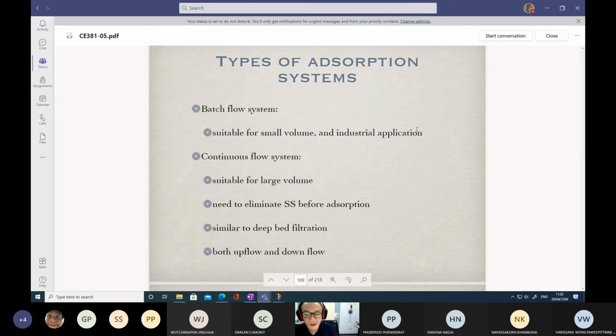The batch flow system, as I told you many times, we have a vessel. We put everything into the vessels or the containers, all the reactants. Then we close it and let it be. It depends on the reactions. It could be a few hours or maybe several days.